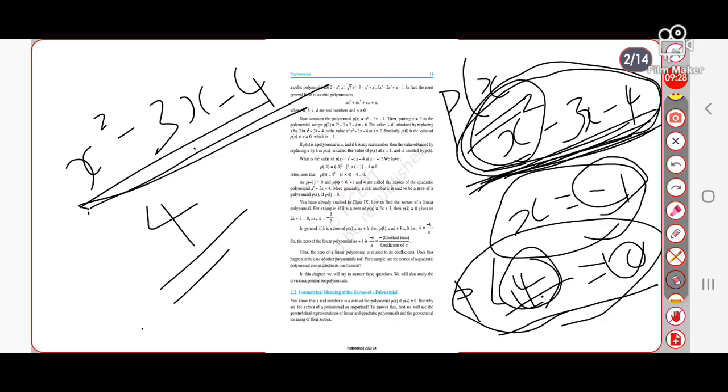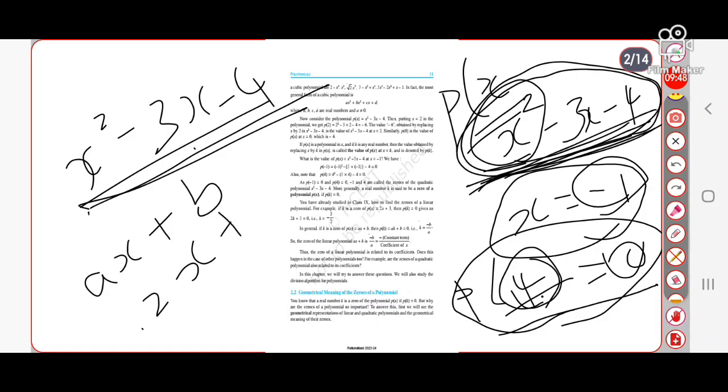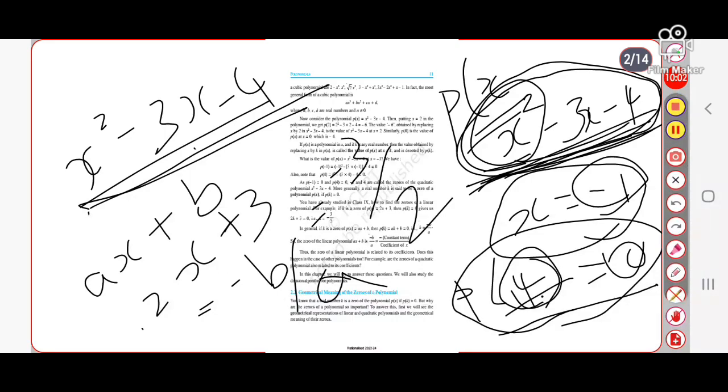Another way, see, we can find the zeros of a polynomial by this method. For an equation given as ax plus b, say for example 2x plus 3, we have the formula minus b by a for finding the zero. So it comes to minus 3 by 2. So for the equation 2x plus 3, the zero is minus 3 by 2.